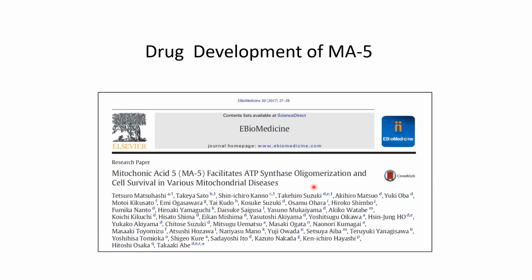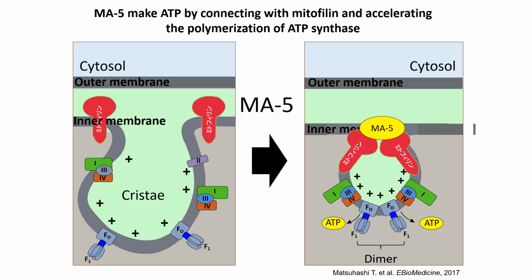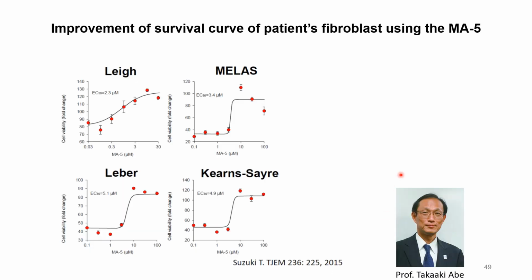I also introduce the drug development of MA-5. MA-5, mitochonic acid 5, makes ATP by connecting with mitofilin and accelerating polymerization of ATP synthase. MA-5 was researched by Professor Abe's group at Tohoku University.